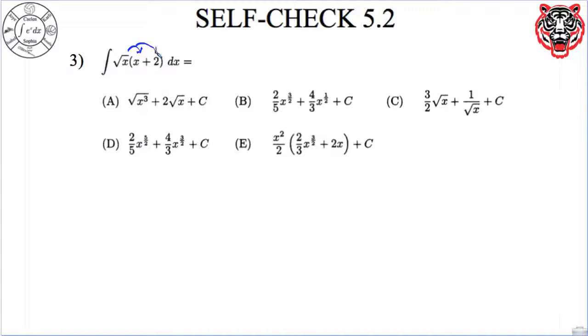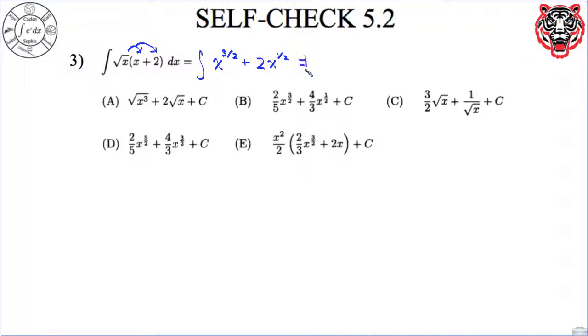So distribute this square root of x into each of these terms to make this indefinite integral into x to the power of 3/2 plus, I'm not going to do square root of x, I'm going to do 2x to the power of 1/2. And if you're not sure how I got these values, go ahead and check Self-Check 5.1 Solutions. I explained it a little bit more there.